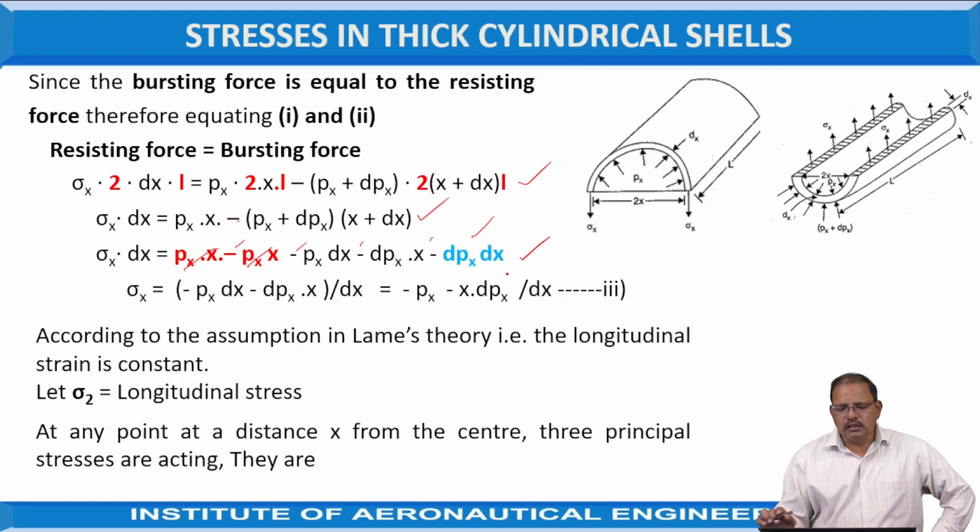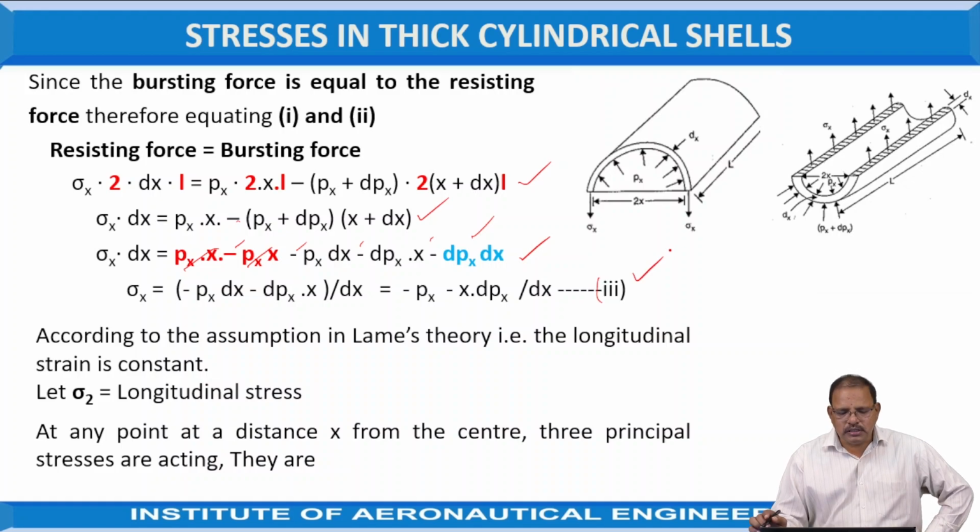From this relation, dPx is very small, the pressure change across the thickness, and the thickness dx is also very small. The product of dPx into dx can be neglected. Hence the remaining values are minus Px dx minus dPx x, divided by dx, because I am taking sigma x as equal to this. From this relation we get sigma x equal to minus Px minus x dPx divided by dx, which is equation number 3.